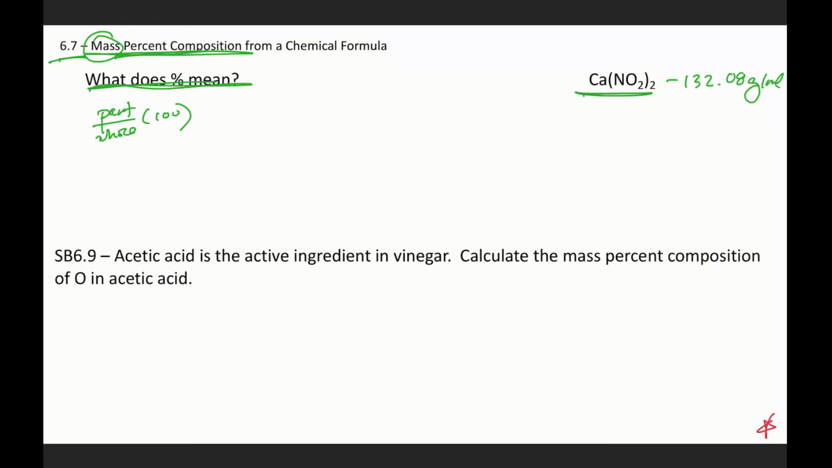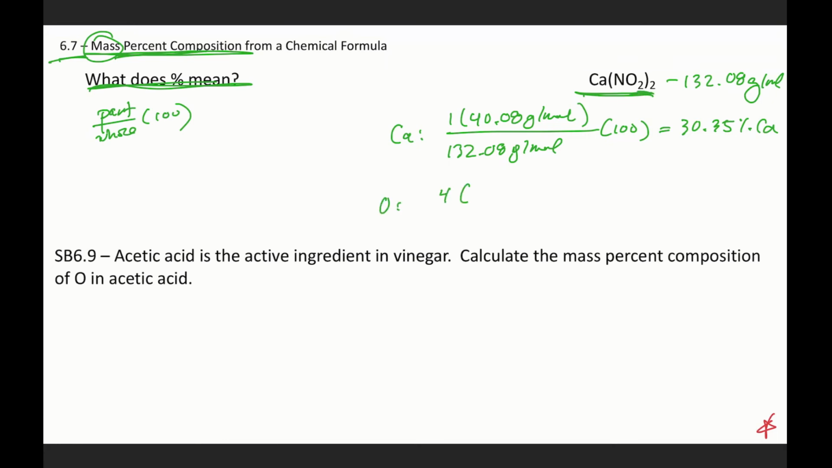Then the piece, if I wanted to do calcium, would be 1, because there's one of them, 40.08 grams per mole over 132.08 grams per mole times 100, and that gives us the percent that is calcium. And then we could repeat for the rest of our elements, bearing in mind that, for example, oxygen is 4. So for oxygen, it would be 4 times 16 grams per mole over 132.08 grams per mole times 100, and that would give us our percent of oxygen. And note, the percent is unitless because that's like having x over x and they cancel.